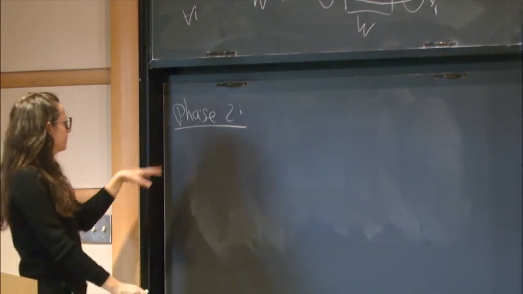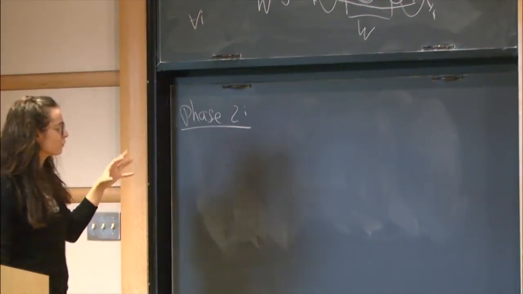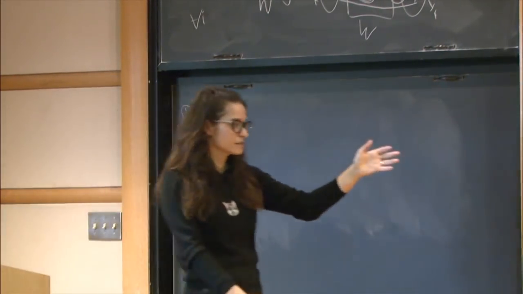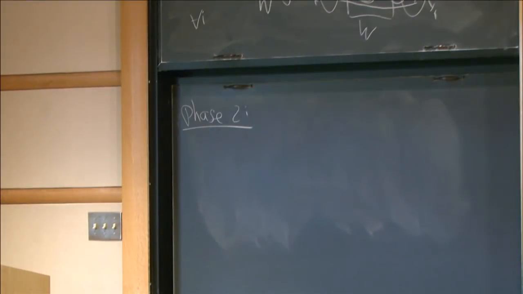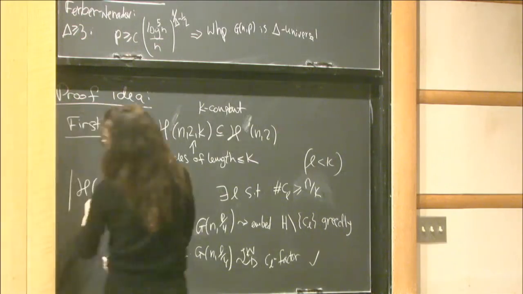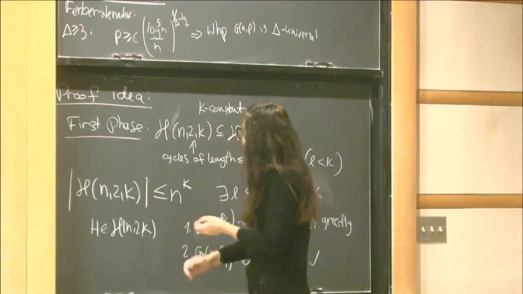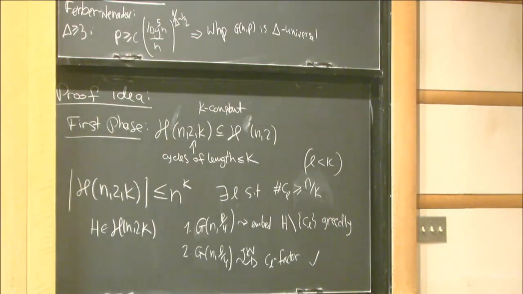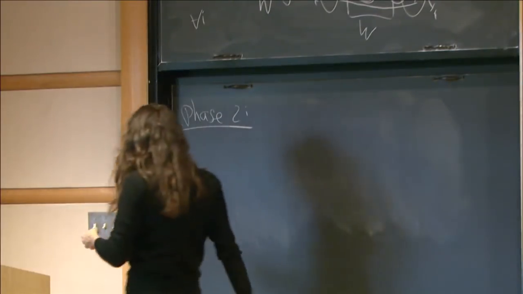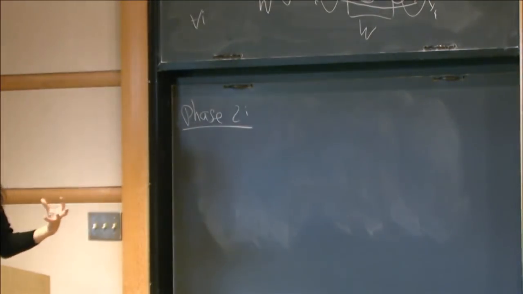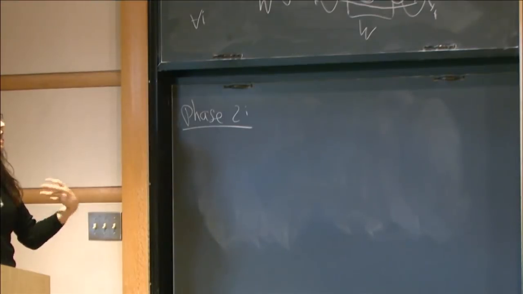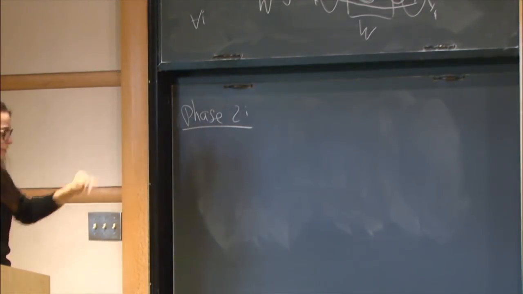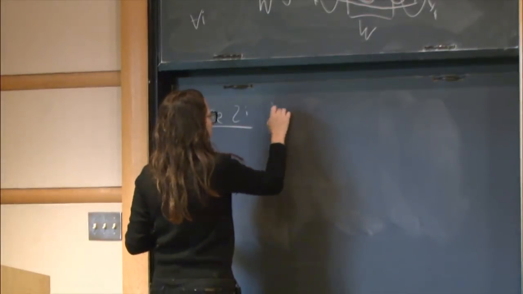Okay, so let's move to the second phase. I want to allow now long cycles. Because I proved the universality of a much smaller family, I want to prove the universality of our family. So I want to allow long cycles, but I want the number of vertices in long cycles to be large enough so I can use the connecting lemma. Let me show how it's being done.